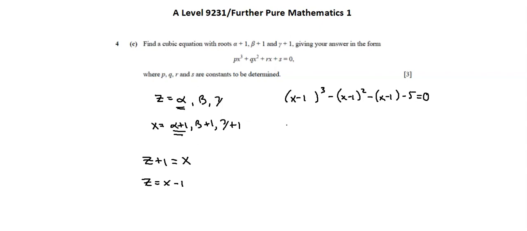When we expand and simplify, we arrive at x cubed minus 4x squared plus 4x minus 6 equals 0. The coefficient of x cubed is p. P equals 1. The coefficient of x squared is negative 4. Q equals negative 4. Coefficient of x is 4. R equals 4. And our constant term is negative 6. S equals negative 6. This completes the requirements for C, which completes the requirements for question 4.